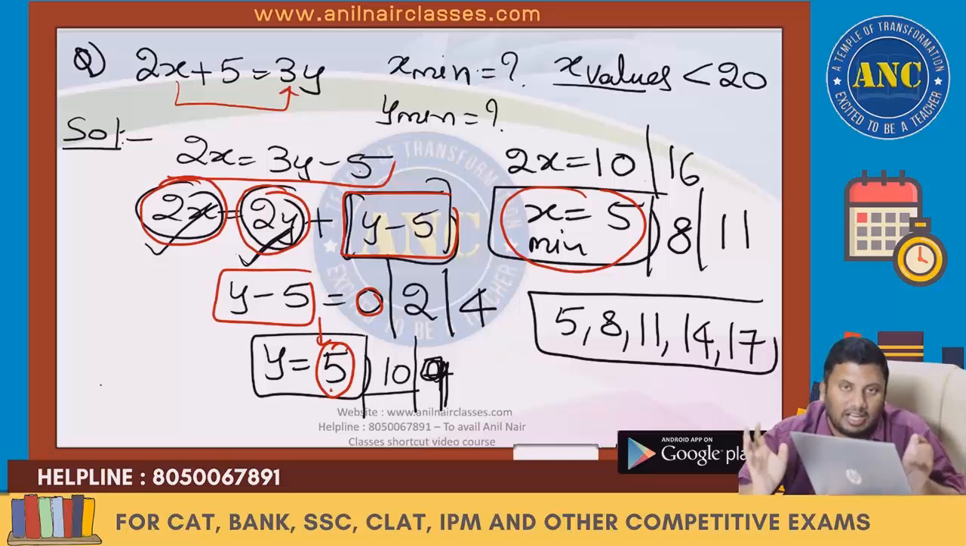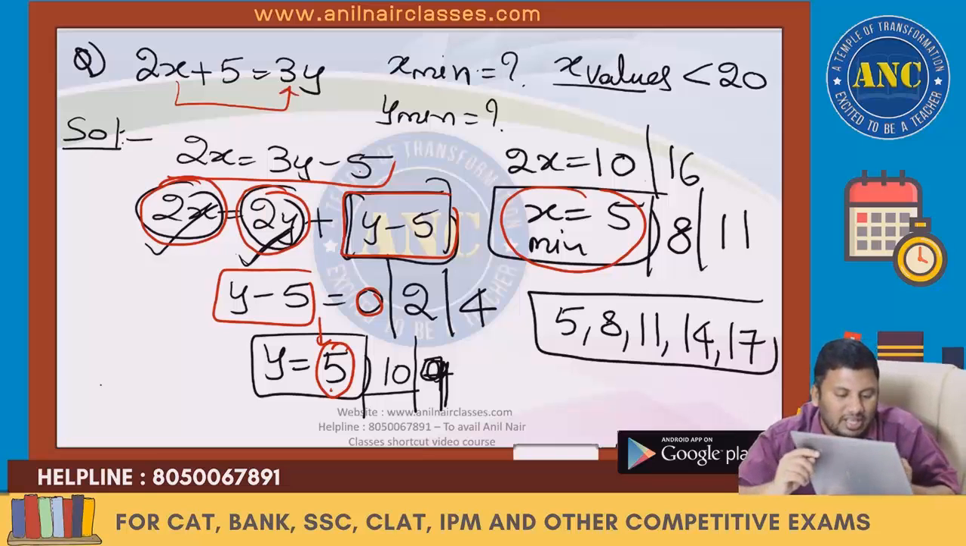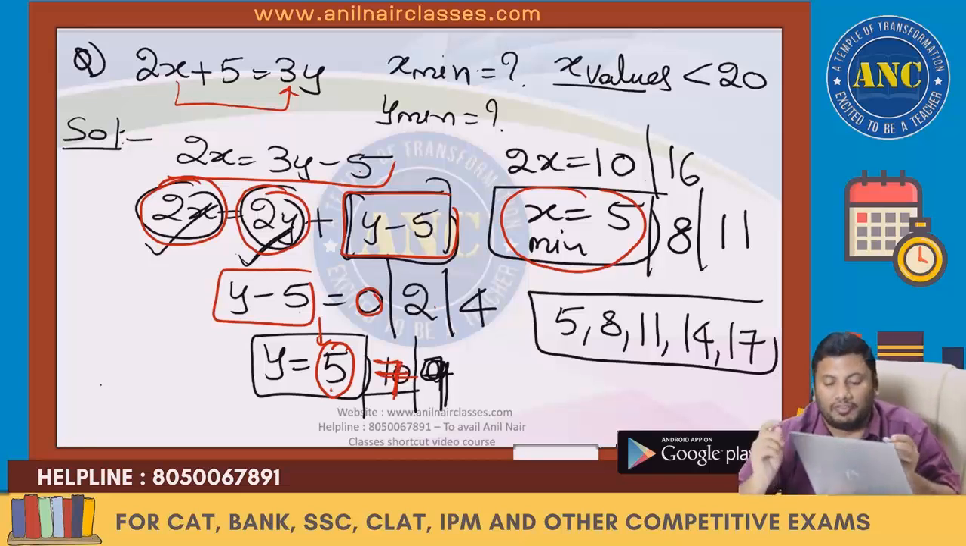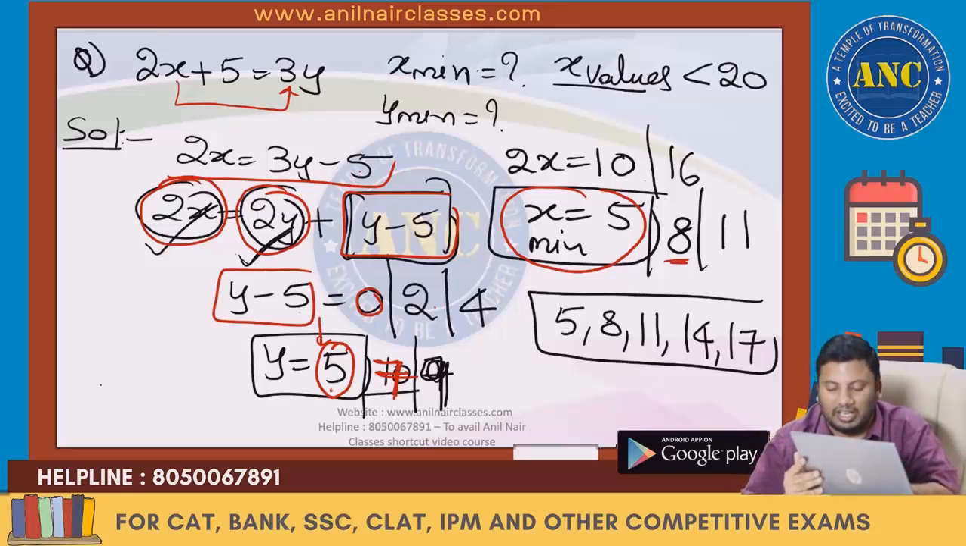Directly you can say that x will increase in steps of 3. But I am not telling it. Tomorrow in algebra I will discuss. What is the next even number? 2. Y minus 5 is 2. So y value will become 7. So if y is 7, 2x is 16, it is 8. Every time there is a jump of 3.